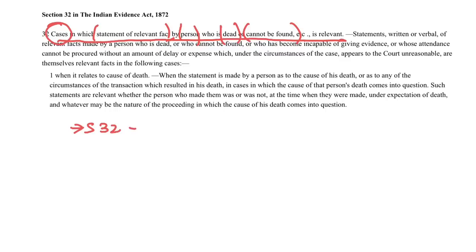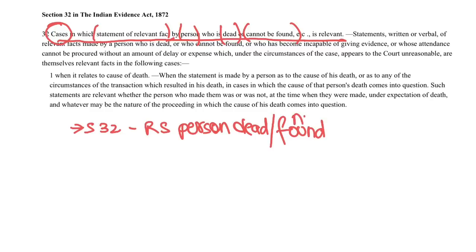Section 32, which is relevant statements. Now I'm just writing RS, but you can write the full thing. Relevant statements by a person who is dead or cannot be found. So this is the heading that you would write in your notes.